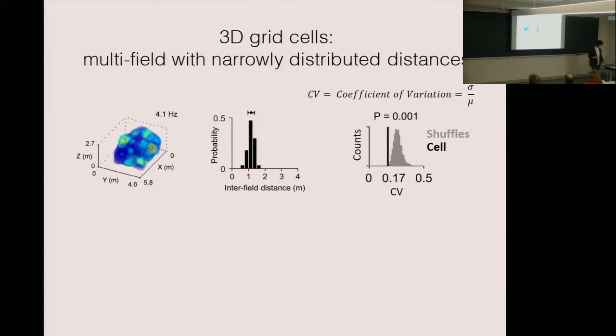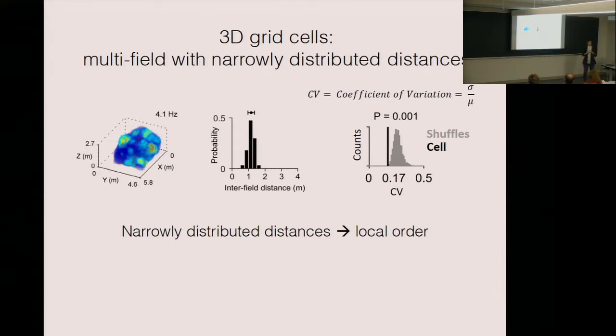Now to quantify it, we compute the coefficient of variation of this distribution to see how fixed the distance is. And for this cell, it's significantly lower than that of 1,000 shuffles, where we just take the spikes, we rigidly shuffle them, move them in time. And so we have this narrow distribution of distances, suggesting that there is a local order here.